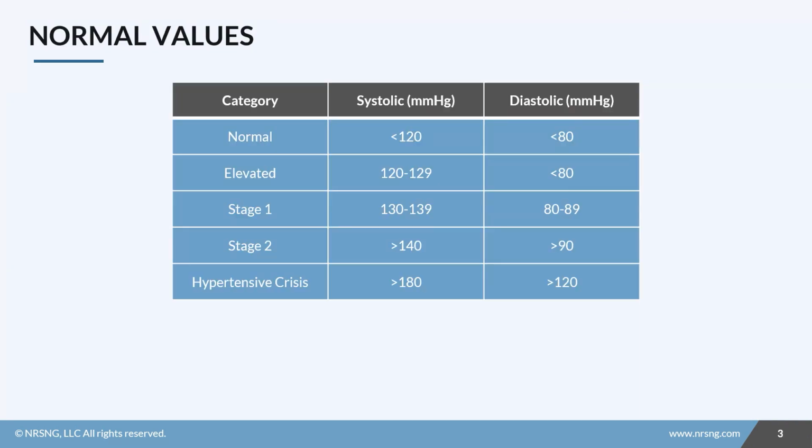Well, this table is based on the 2017 American Heart Association guidelines, and they've actually removed the term pre-hypertension and lowered the threshold for diagnosis. The hope is that people can begin receiving treatment sooner.